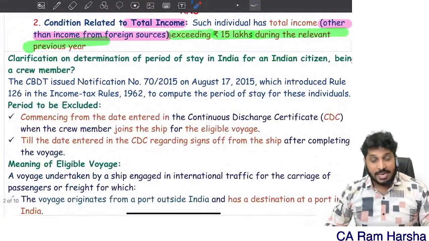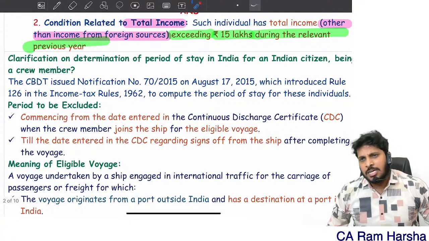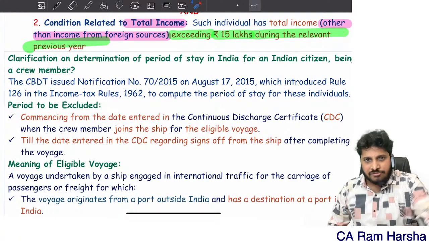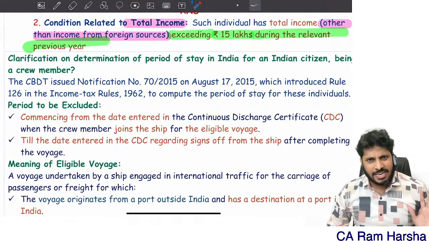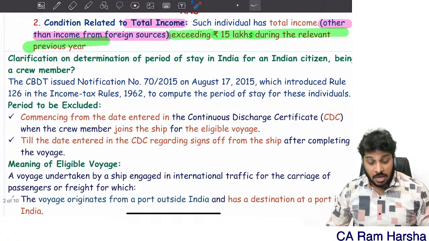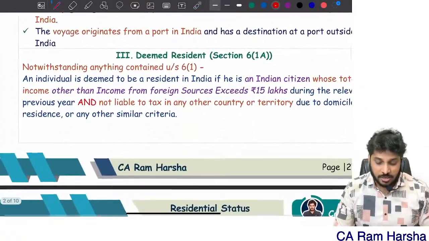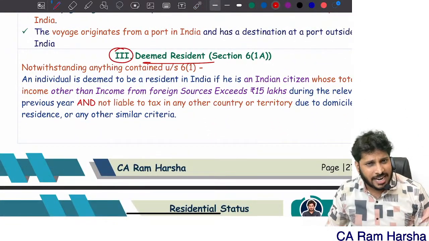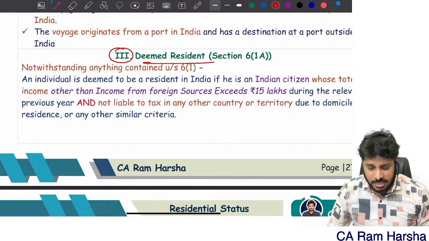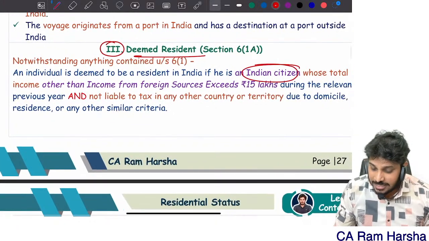That's it for the second category. Sir, suppose the individual fails the second category too. Third category, what do you need to check? The third category is deemed resident. What is deemed resident? We should check it only for Indian citizens.